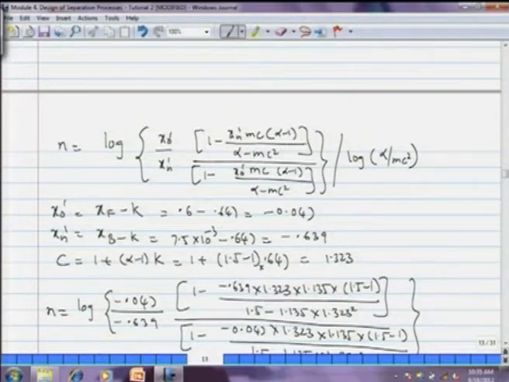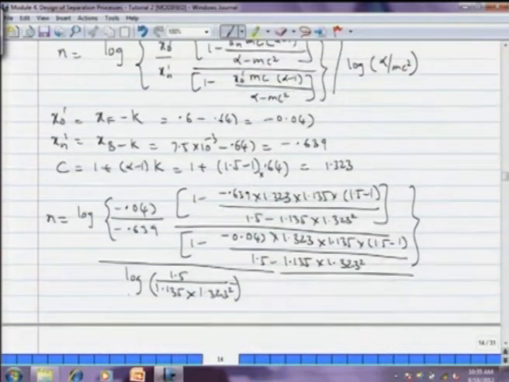x0 dash is xf minus k. So, we put xf equal to 0.6 minus 0.647. So, that gives minus 0.047. xn dash is xb minus k. So, 7.5 into 10 to power minus 3, minus 0.647 value of k. So, that is minus 0.639. Value of c is 1 plus alpha minus 1 into k. Again we put all values and get the value of c as 1.323.